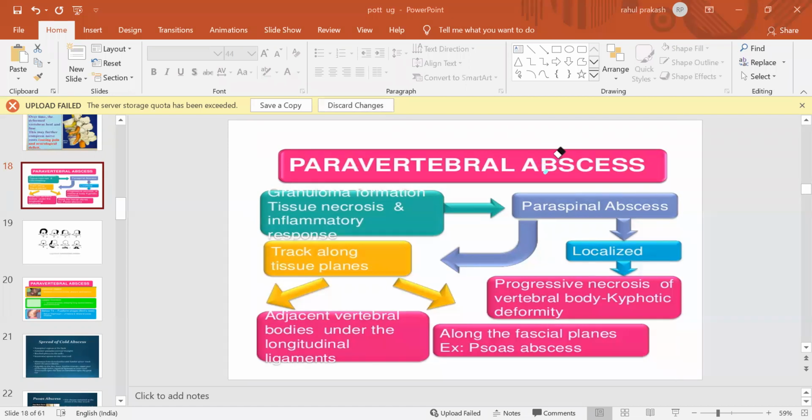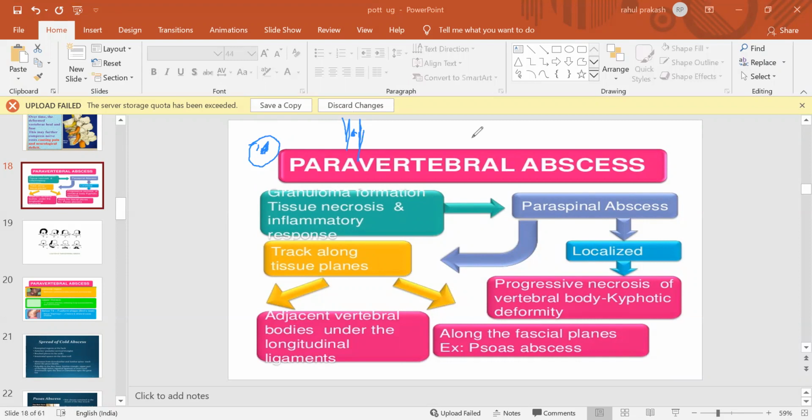So let me draw. If this is your vertebra, anything which is surrounding it is known as peri. And anything at the side of the vertebra is known as para. So a paravertebral abscess is not surrounding the vertebra, it is at the side of the vertebra. It can be anterior, posterior, or lateral, on both the right side and left side. So a paravertebral abscess means any abscess which is around the vertebra.